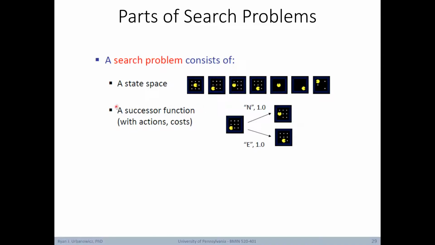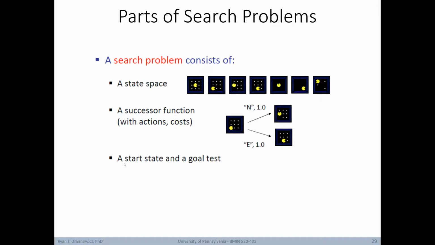Then we have the idea of a successor function. Here we have some current or initial state in which the system currently resides. And then we have states that could occur next based on our available actions. So in this case, Pac-Man could head north with a cost of 1 because it's 1 step movement, or it could head east with again a cost of 1 because it's 1 step of movement. These states would be successors of the original state.